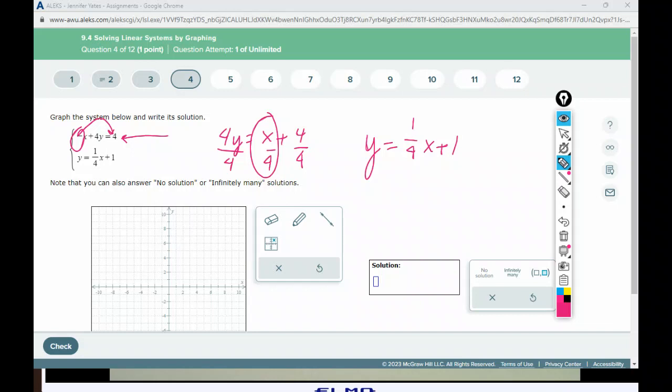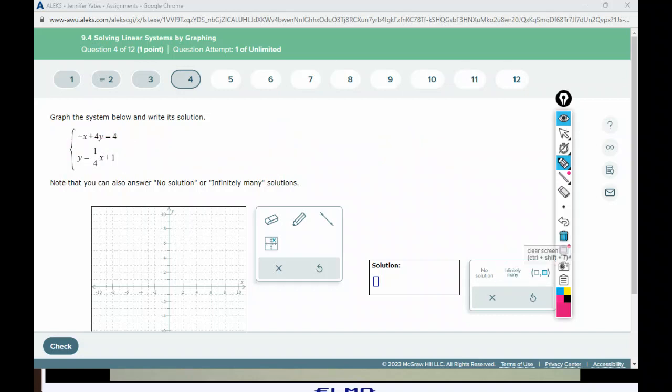Okay, so same thing. I got a 1/4 x plus 1, and I got a 1/4 x plus 1 right here. What's going to happen? Exact same. They're the exact same line? So there are infinitely many. Awesome. Wait, Miss, again with that 1/4 thing, rise over one, run, would we be going up 1/4? Yep. You're right. Absolutely right.